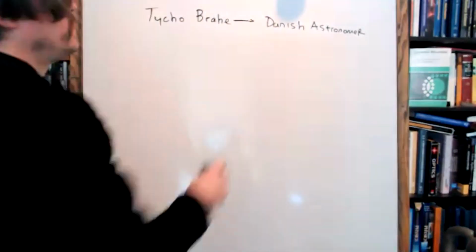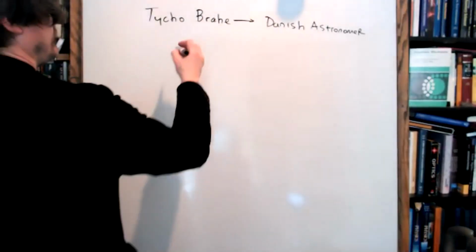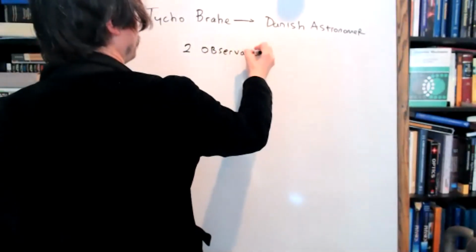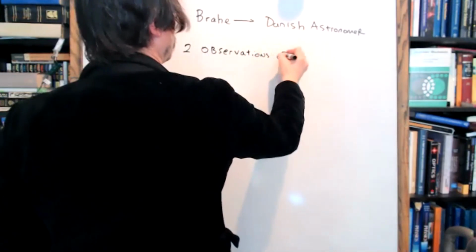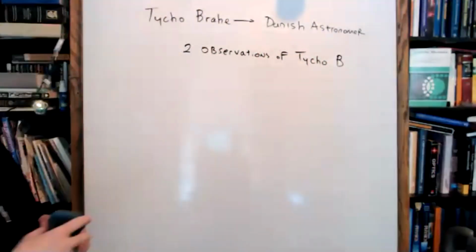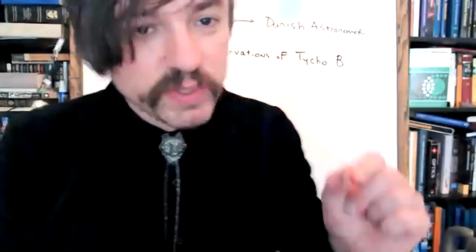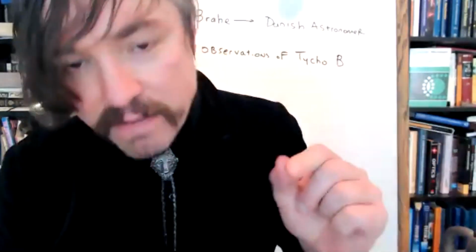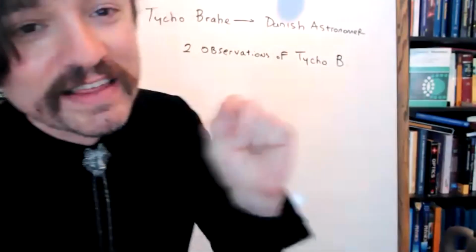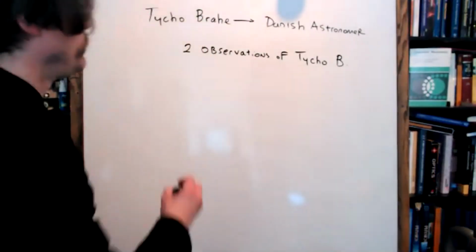I now want us to take notes on what are known as the two observations of Tycho Brahe. I'll just call it the two observations of Tycho B. These were observations which kind of gave him the willies and made him realize that the Greek geocentric model couldn't be exactly the way that they had described it.